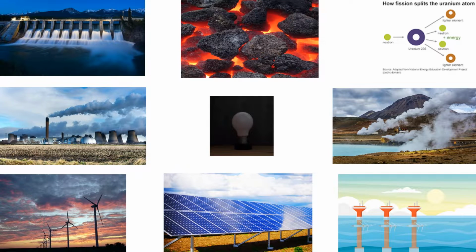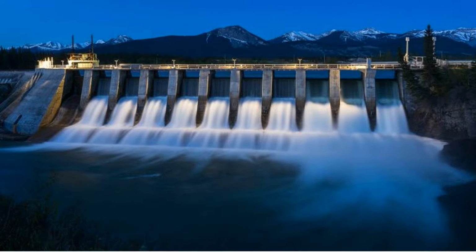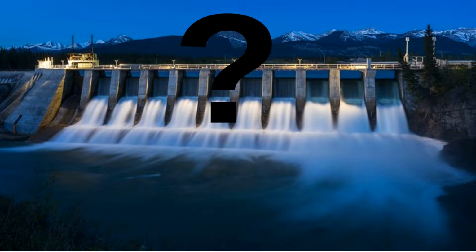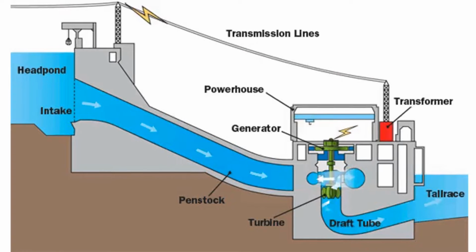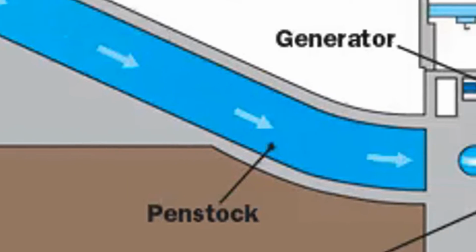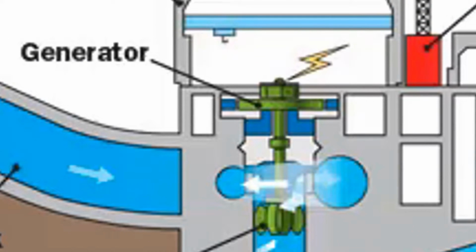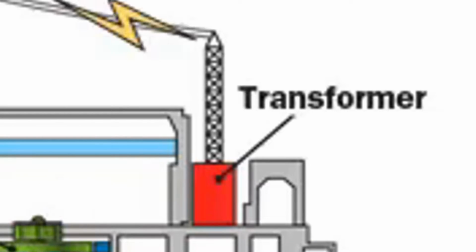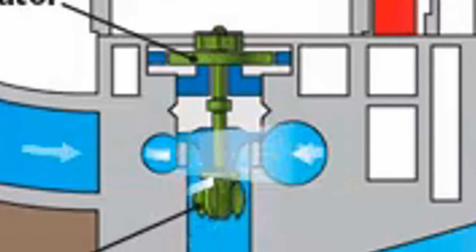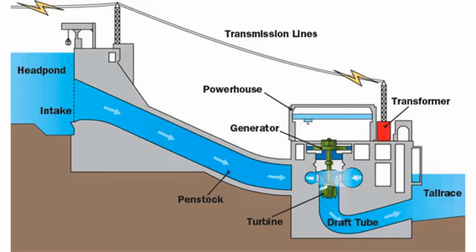So to start off, we'll be talking about hydroelectric energy, which is a renewable energy source. So how does hydroelectric power work? Well, first the water flows through a pipe or penstock, then pushes against and turns blades in a turbine to spin a generator to produce electricity, which is then directed to the transformer to send electricity to the power lines, and then the water that pushes the turbine will just be discharged.